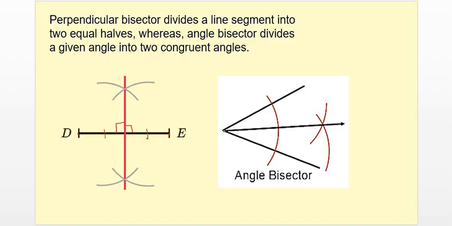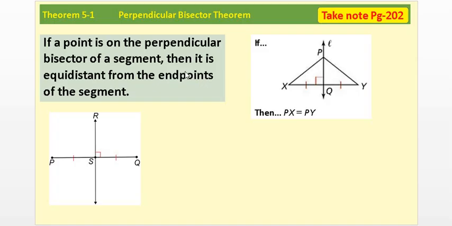And when we talk about the angle bisector, this line, the angle bisector, divides the angle into two congruent angles. So we can say that this angle will be congruent to this one. So let's see what do we have next, what is our first theorem to discuss. So here is theorem number 5.1.